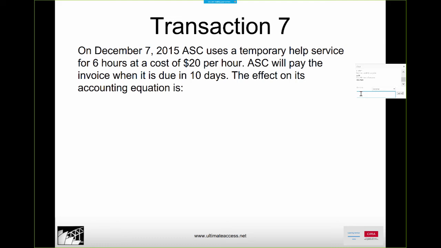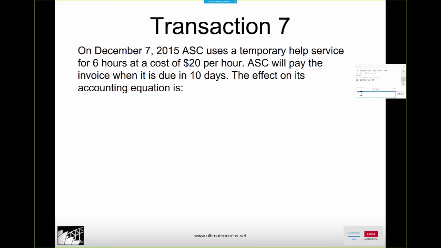On the 7th of December, if you are to record this transaction, the debit will be where? It's an expense account, and it is help service, right? And it will be in the P&L. Credit will be where? Credit will be creditor's account, which is a balance sheet figure. Okay, is that right? Clear?